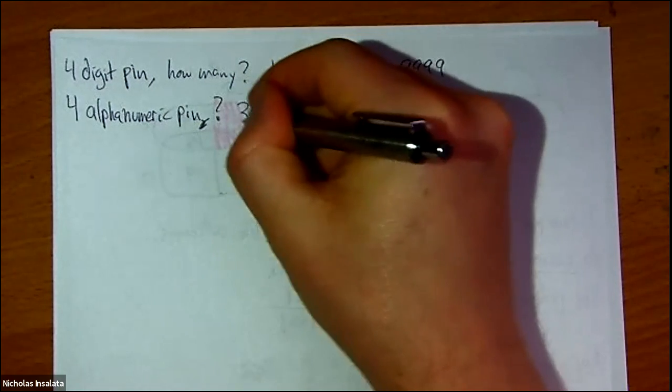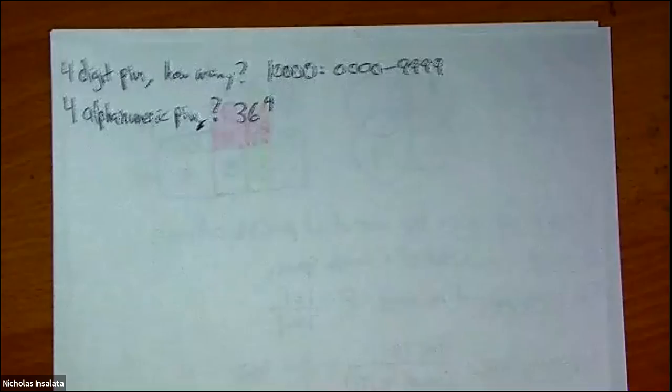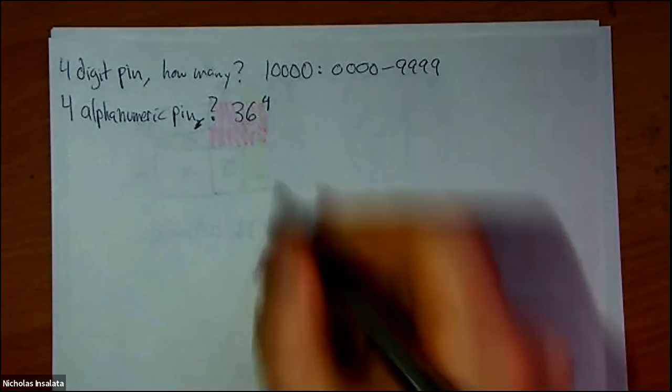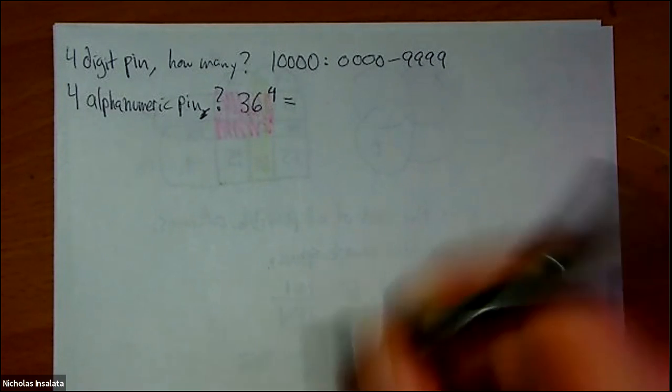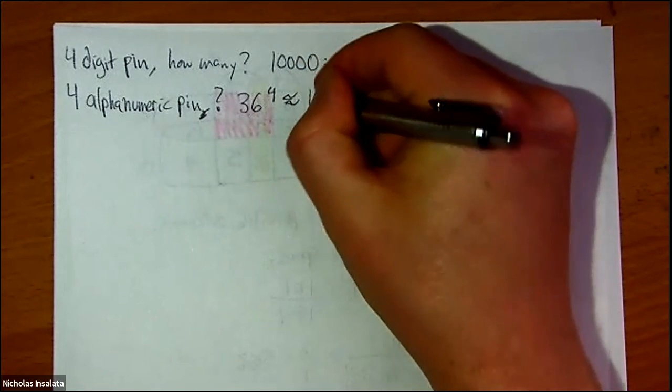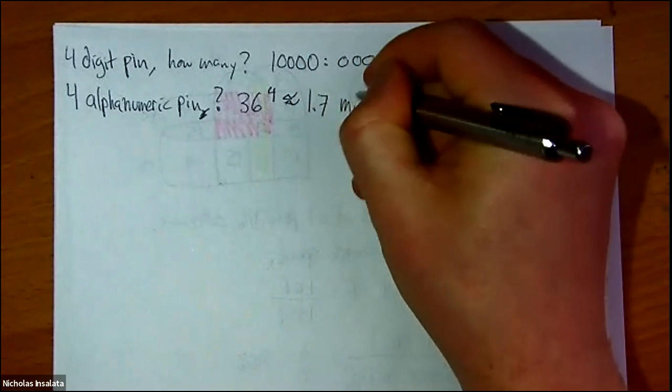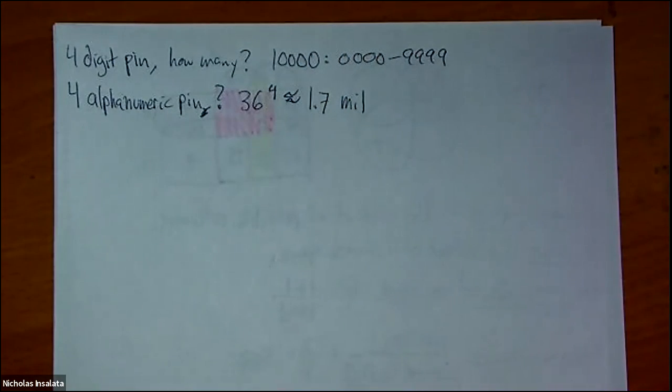Would be 36 to the 4th, which is a lot more, right? A lot more. Let's see, 36 to the 4th, how much is that? That's 1.7, almost 1.7 million. Right? That's a lot. These combinations grow very, very quickly, right? And we're going to see why that is in just a minute, right?